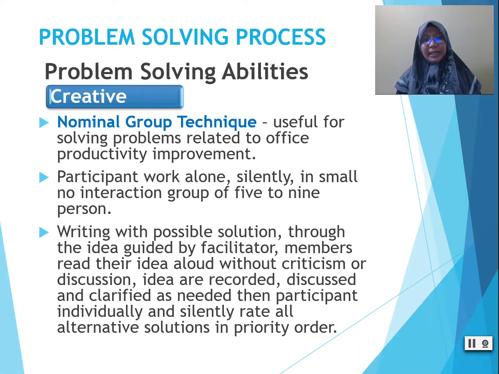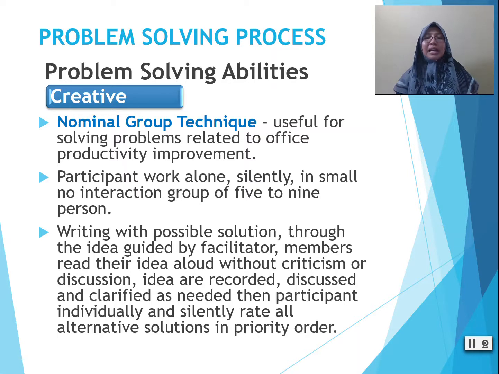And the last one is the nominal group technique, or NGT. This is useful for solving problems related to office productivity improvement. Participants work alone, silently, in small, non-interacting groups of 5 to 9. So it is usually between 5 to 9 people in a group. You write down possible solutions to the problem, guided by the facilitator.